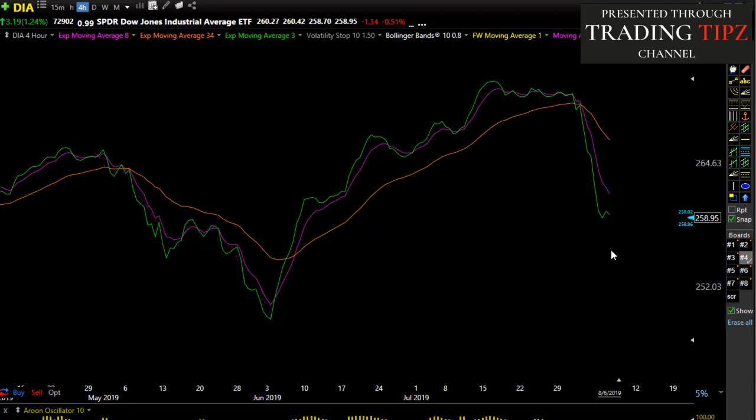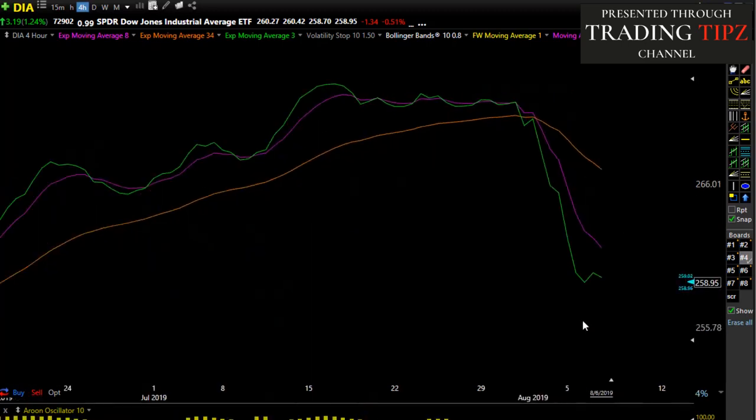So when we're in a condition like this on the 4-hour chart, does this look like a great entry into a trade? Or does this look like a straight up speculation trade?